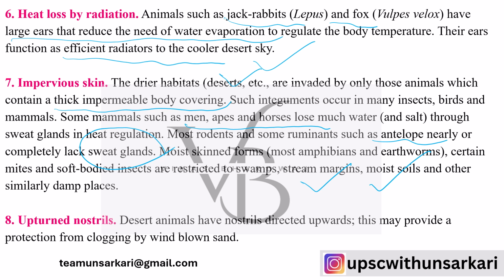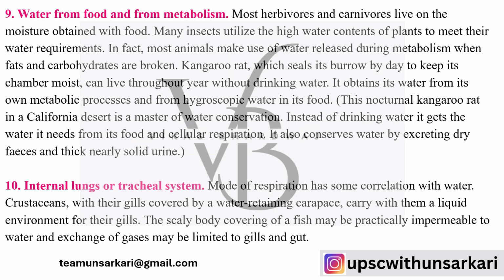Upturned nostril is another example. Desert animals have upturned nostrils, that means their nostrils are directed upwards so that they are protected from clogging by wind-blown sand. So you can understand how beautifully, how efficiently and how empirically nature has made them.